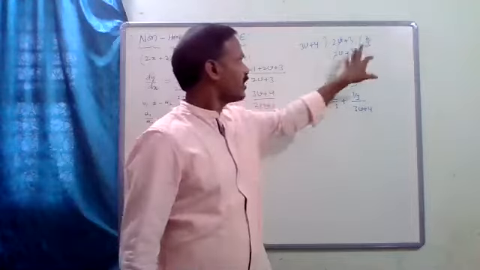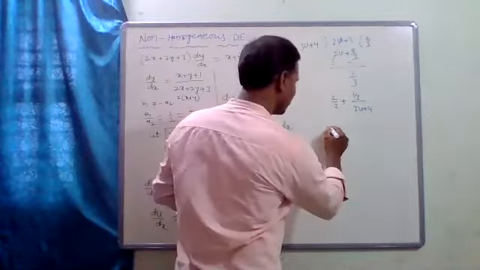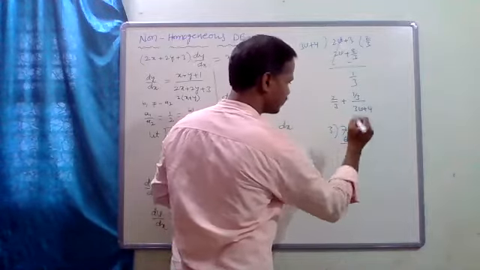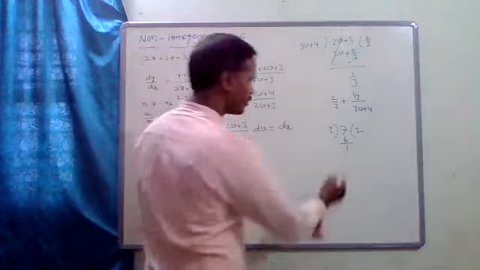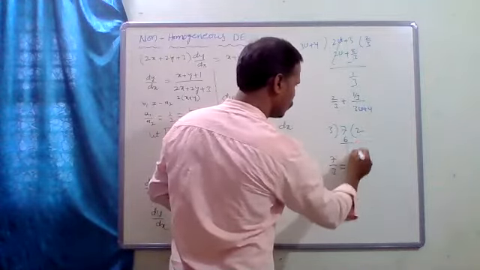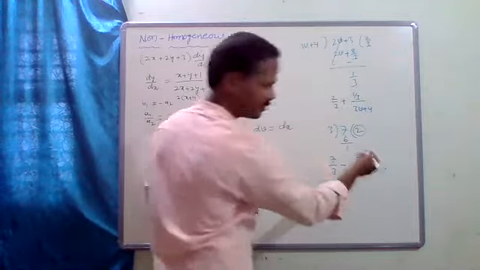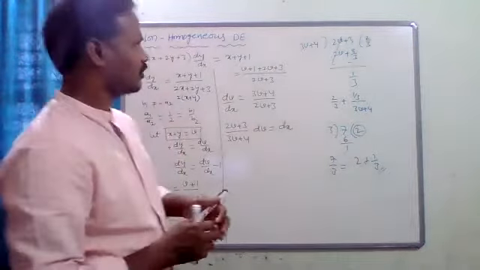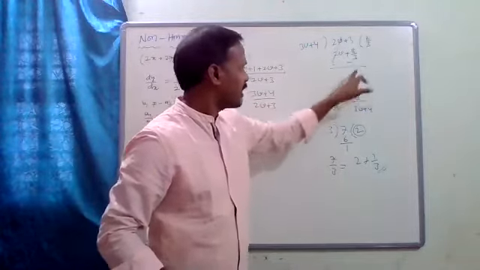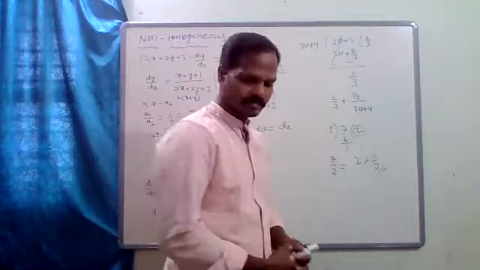Remember, how can you write? After making division, suppose you divide 7 by 3: 3 twos are 6, remainder 1. How can you write it? 7 by 3 can be written as 2 plus 1 by 3. You know, this is the basic concept. So it is quotient 2 plus remainder 1 by 3. Clear?